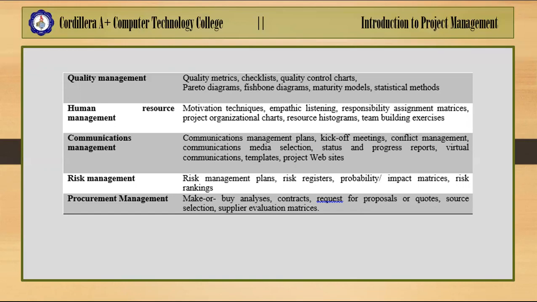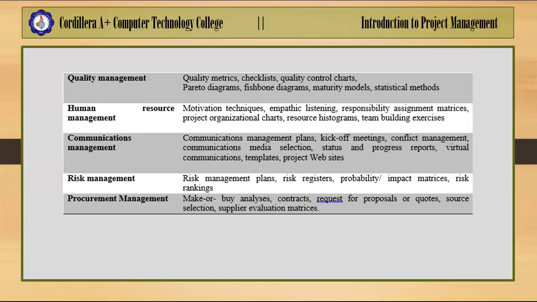So, paano ka mananalo doon sa game na yun kung wala kayong teamwork, di ba? So, it is very important i-exercise natin yung on how will you going to have that team building, di ba? So, communications management: communication management balance, kick-off meetings, conflict management, communication media selection. You have also status and progress reports, virtual communication, templates, and project websites.